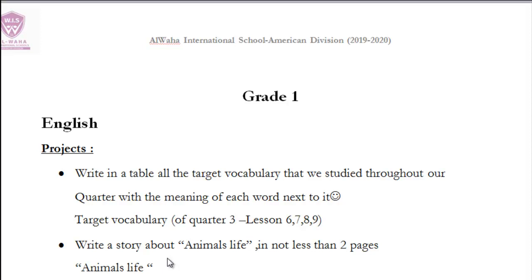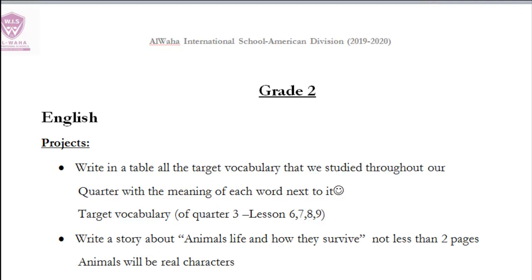As for grade 2, it's almost the same thing, making a table, putting all the target vocabulary for lessons 6, 7, 8, and 9, the word and its meaning. And as I said, it's more suitable if you can insert some pictures to tell about the words and their meanings.